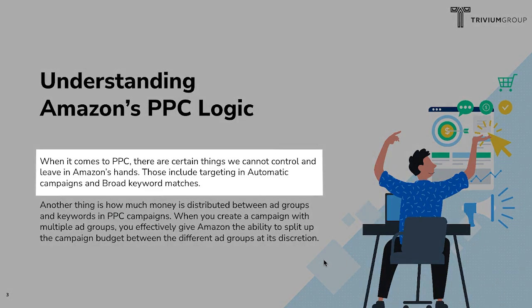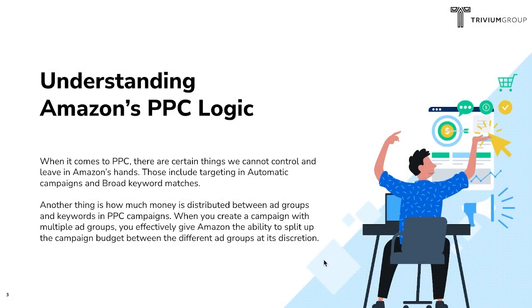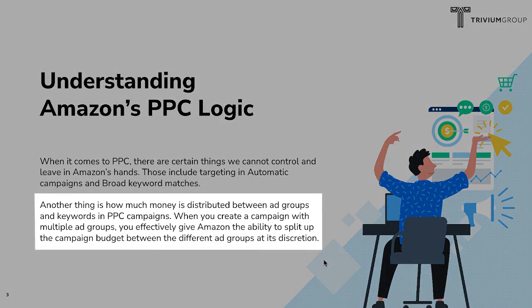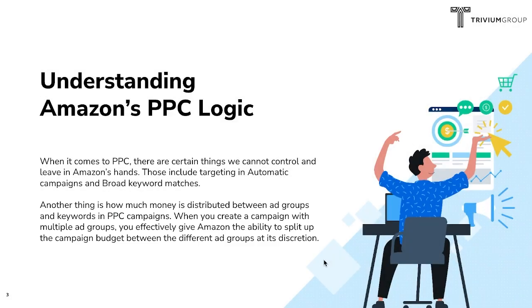Now, when it comes to PPC, there's really some things that we cannot control at all, and we leave it completely up to Amazon. That includes auto campaigns and campaigns with broad match keywords, because auto campaigns and broad match keywords are going to get lots of different search terms, or you're going to get ASINs from your auto campaign. That's totally up to Amazon, 100% in their control. Another thing is how much money gets distributed between the ad groups and keywords in the PPC campaigns. We don't really have control over that. So when you create a campaign with multiple ad groups, you're effectively giving Amazon the ability to split up that campaign budget between those different ad groups, however it wants.